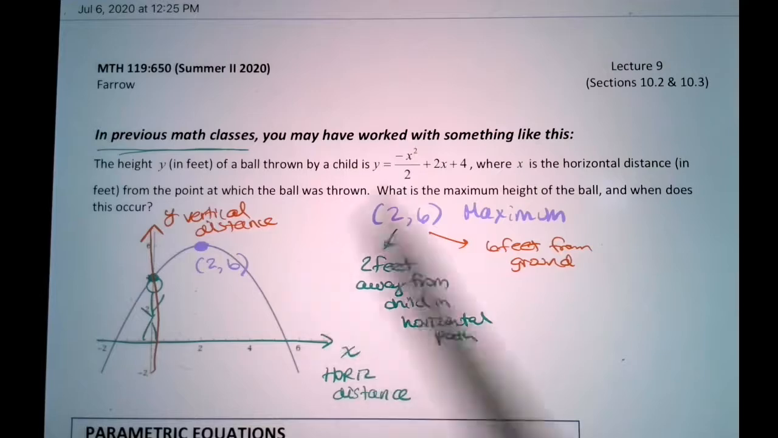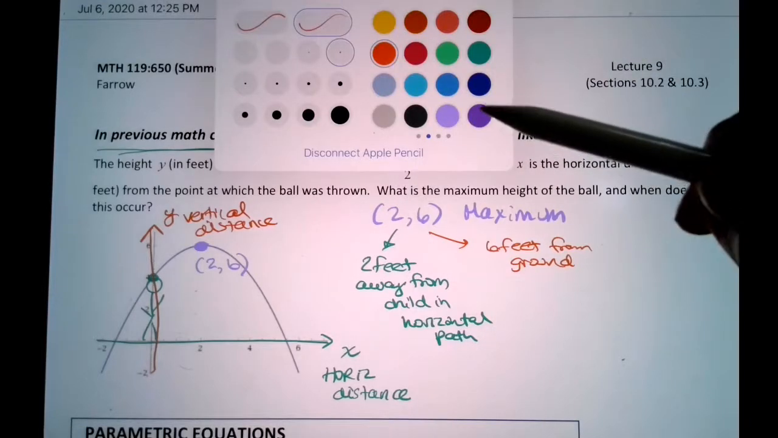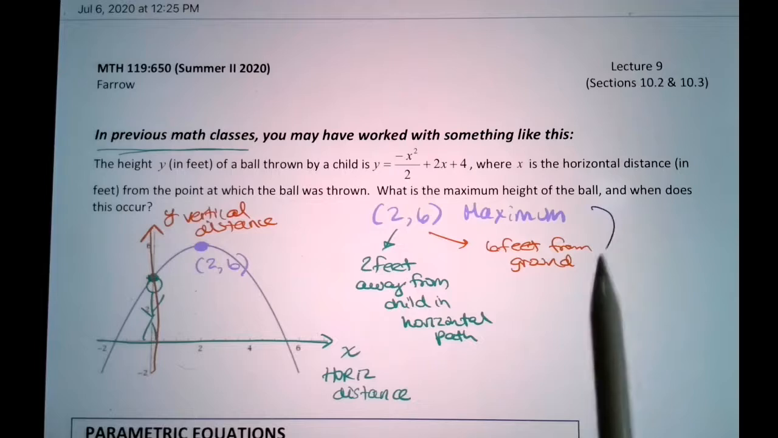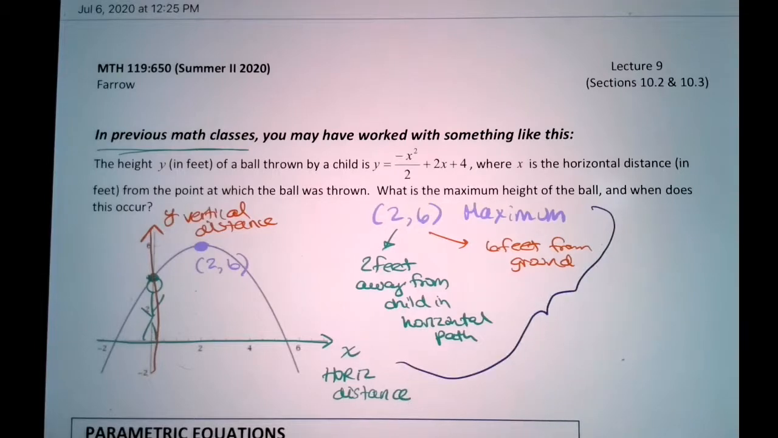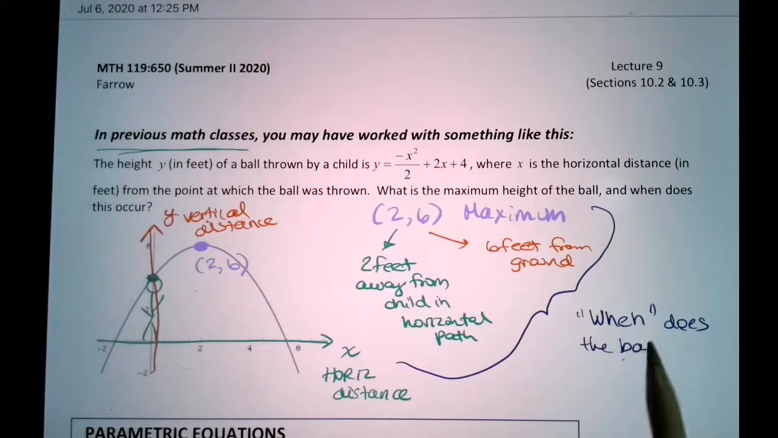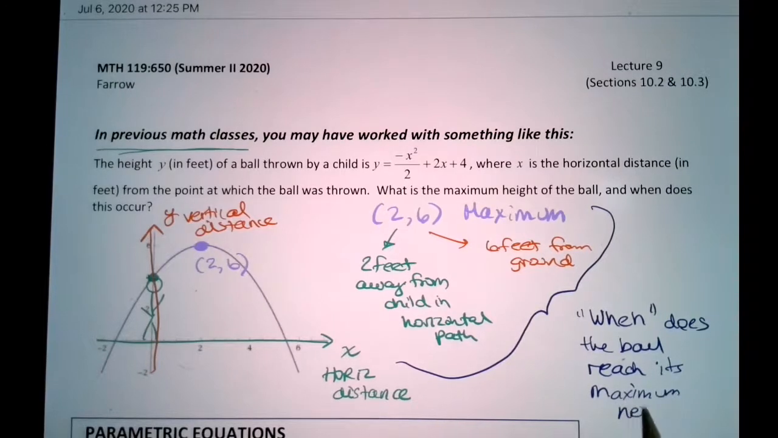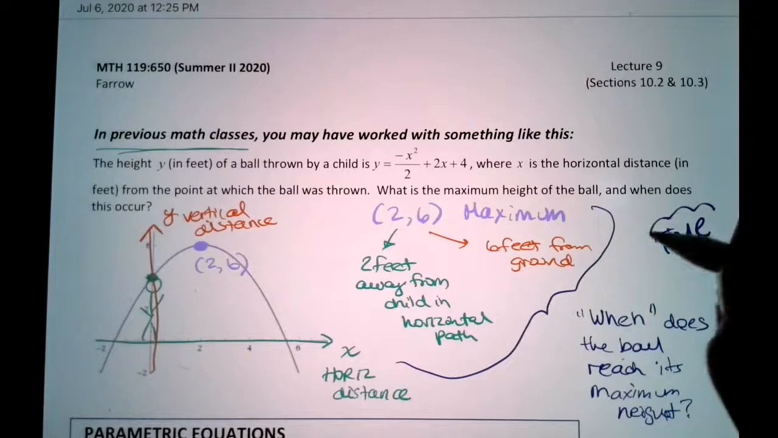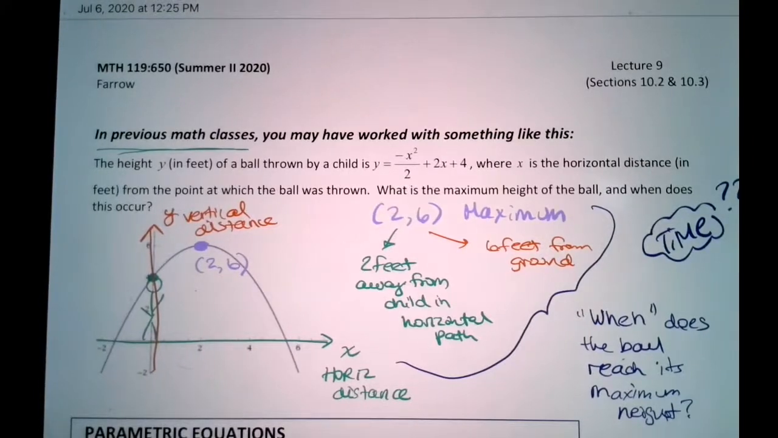What I'm missing here, which a lot of times I would probably like to know, is another feature of this, which is how about time? When does the ball reach its maximum height? I'm sort of losing that in this situation. I don't have that information. I would really like some indicator of time. Can I get any kind of time going on in this situation?